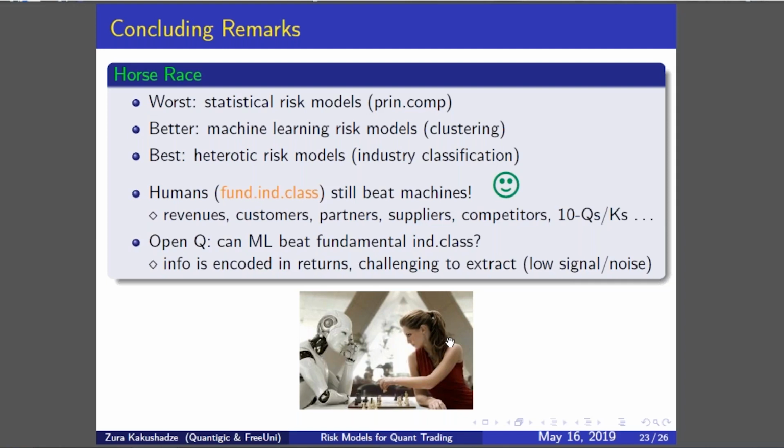Machine learning risk models, the kind of risk models that are based on clustering and so on, do better, substantially better, because you're actually covering a lot more of the risk space, and you're uncovering some kind of relationships between the returns that are not there on a linear level.